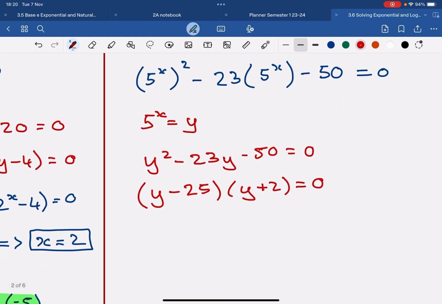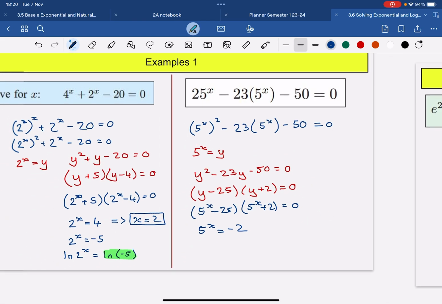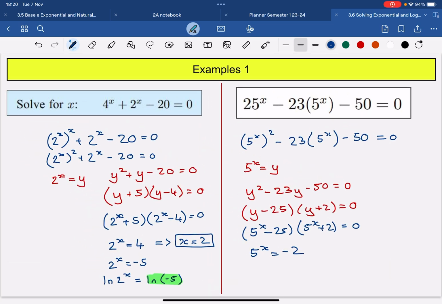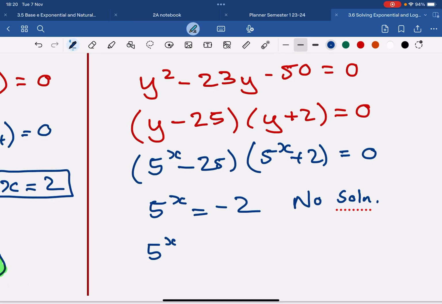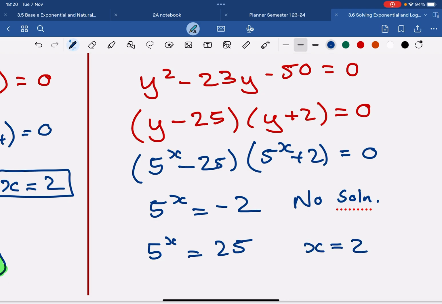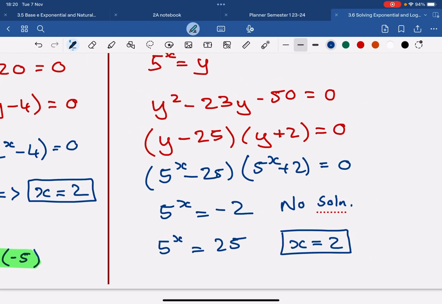I'm going to do the second bracket first. So instead of having it as y plus 2, let me just replace this as 5 to the x minus 25 and 5 to the x plus 2. Now the second bracket doesn't give me a solution because I've ended up with the same thing on the highlighted part there. If I take logs of both sides, there will be no solution. Take the other one and it will be 5 to the x equals 25. So that's 5 to the power of x equals 5 to the power of 2, so it means that x is 2, and that's the second solution.